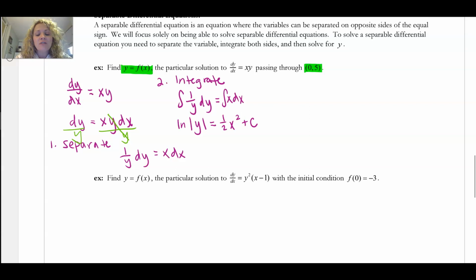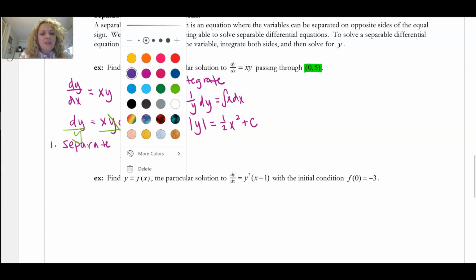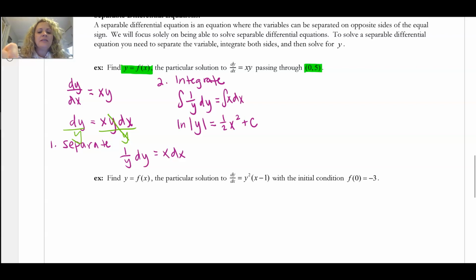So we have to find a value of c so that the solution we come up with will pass through the point (0, 5). For this one, I'm actually going to solve for y first because there are some algebraic topics I want us to talk about as we do this. So from step 2, we're going to solve for y. As a general rule, I would actually more often find c first, but on this one, let's solve for y first.